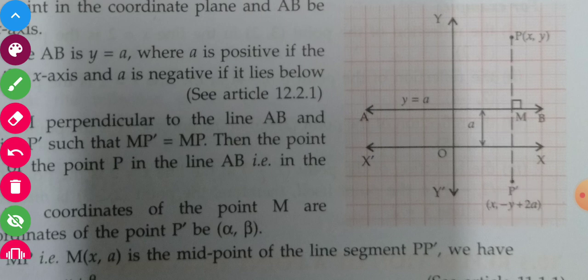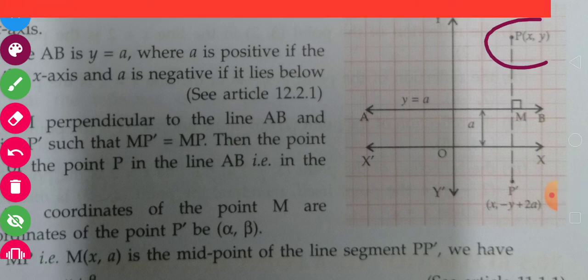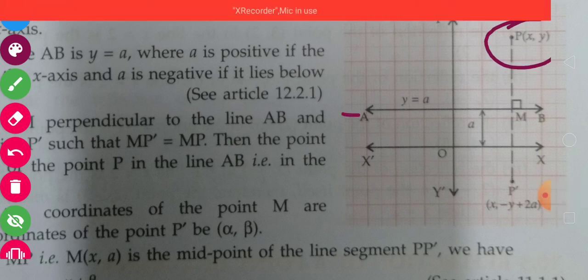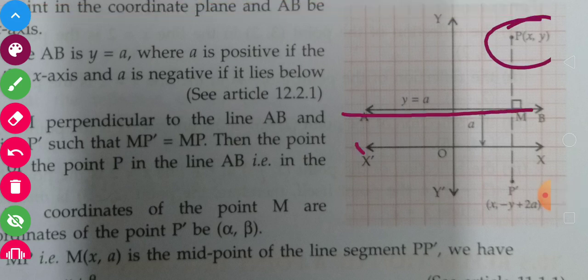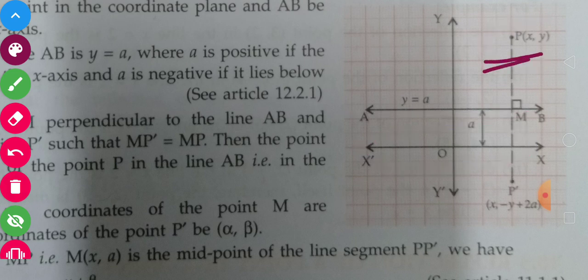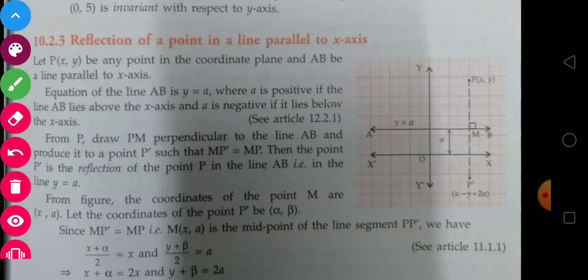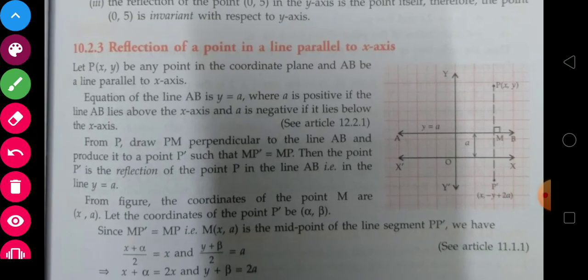So this was the reflection of a point when this was a line parallel to the x-axis. Okay, so if your point has coordinate x comma y, then the coordinate of P dash would be x comma minus y plus 2a. So this is the reflection of a point parallel to the x-axis.